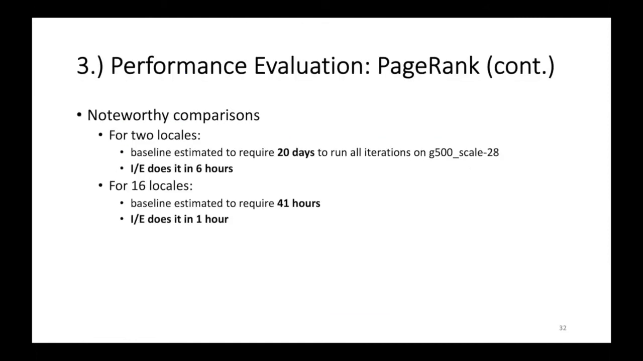So other noteworthy comparisons to mention, like I said at the beginning, the baseline for 2 locales would require up to 20 days to run all the iterations for the scale 28 graph, but the inspector-executor can do it in 6 hours. And then if we scale up to 16 locales, we're looking at a difference between 41 hours down to 1 hour. So we're talking about taking applications from days down to hours.